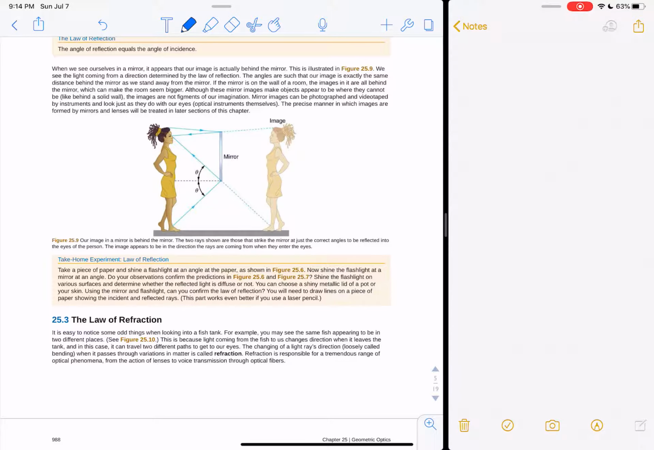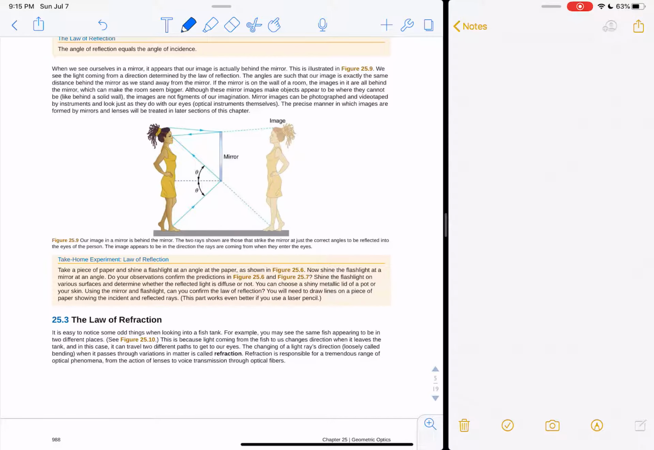So in order to see your full body, because of this law of reflection, to get to your eyes from your feet, you only need a mirror that's half your length. So however tall you are, if you get a mirror that's half your height, you'll be able to see your full body in that mirror.